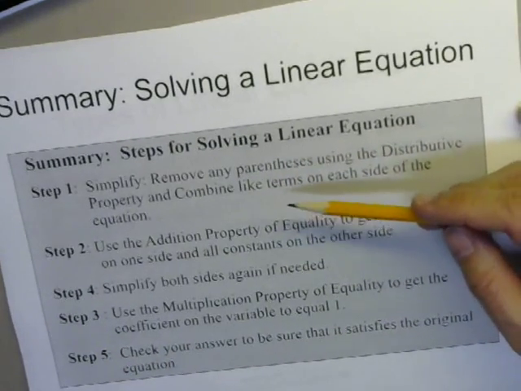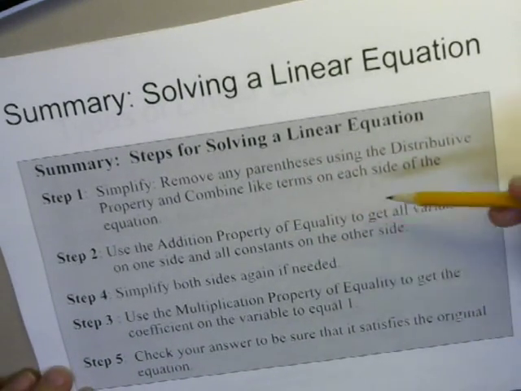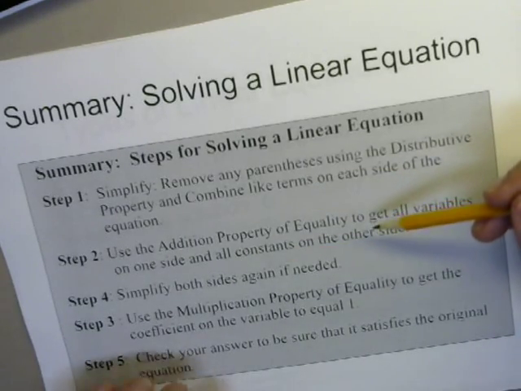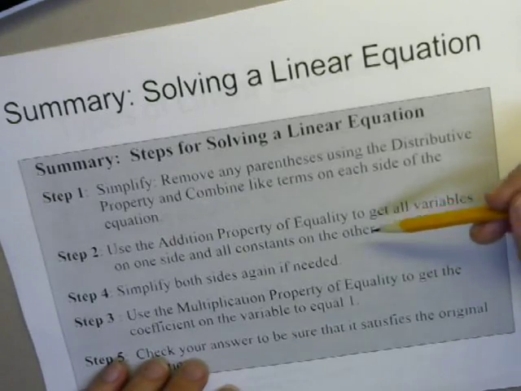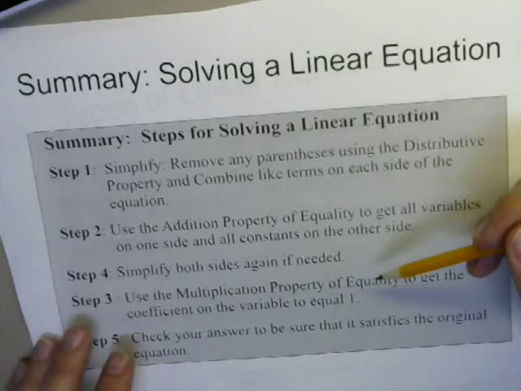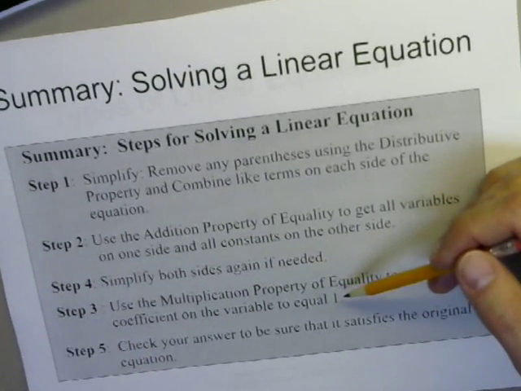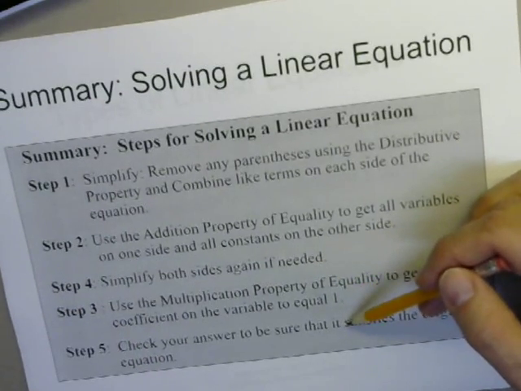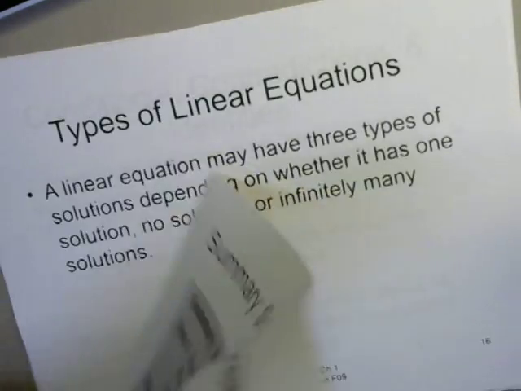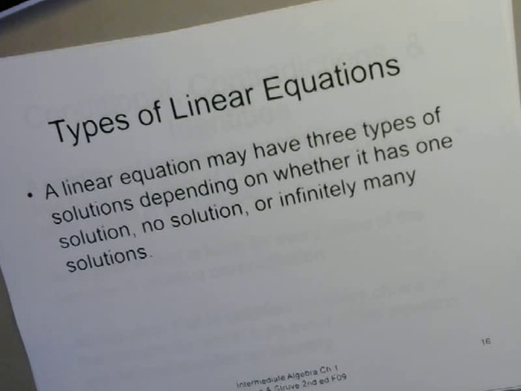And then use the addition property of equality to add or subtract stuff to both sides to get all the x's or variables on one side and all the terms without the variable on the other side. Simplify both sides again if needed, and then divide both sides to get the x or the variable by itself. And then, like I said, step 5 is sort of optional at this point, so you don't have to worry about that. Those are the different kinds of linear equations you might run across in this section.